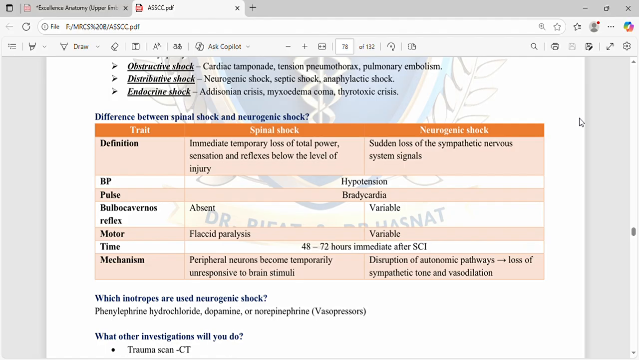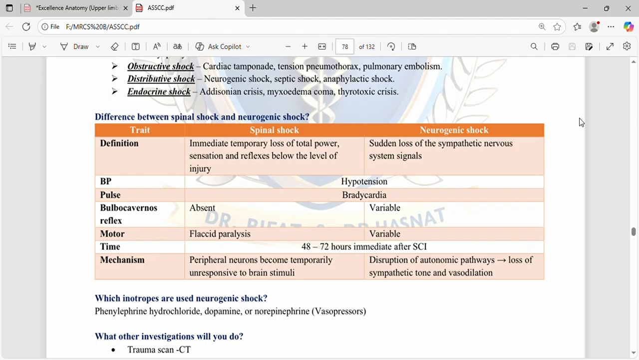Neurogenic shock is the sudden loss of the sympathetic nervous system signals. What happens in both is that hypotension occurs and bradycardia occurs, because we lose the sympathetic vasomotor tone and the sympathetic drive to the heart. The bulbocavernosus reflex is absent in spinal shock and variable in neurogenic shock. Motor flaccid paralysis is present in spinal shock, and in neurogenic shock it is variable.